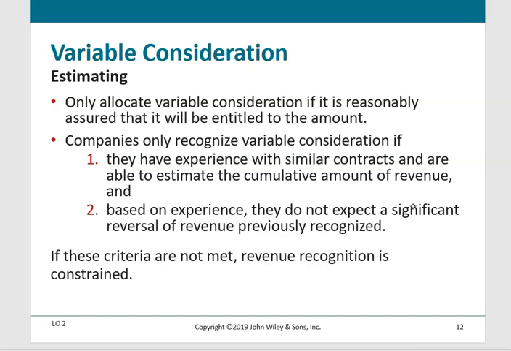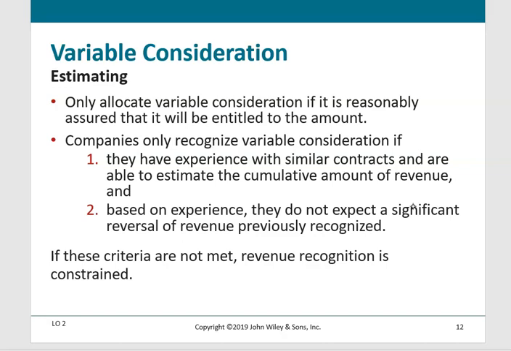Now, we're only allocating variable consideration if it's reasonably assured that the company will be entitled to the amount. If we're quite uncertain that we may not get the bonus, then we are not going to include that in the contract amount. And we only recognize variable consideration if we have similar contracts and we're able to estimate the cumulative amount of revenue. Based on experience, we don't expect anything significantly different, no significant future reversals of revenue, nothing's going to change later on.